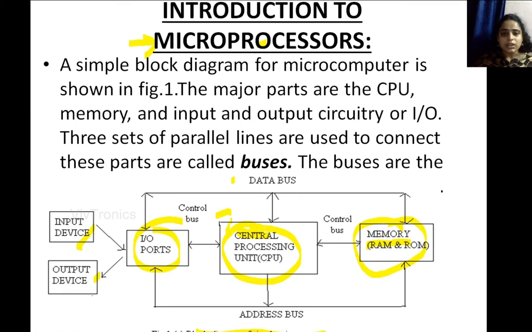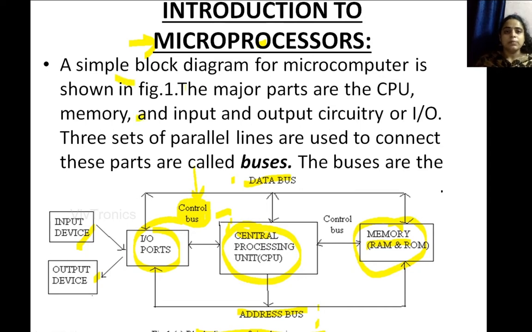But what are the new terms that you have come across in this block diagram? You can see here this is the control bus. Till now you haven't heard anything about buses. So this is the first new one, the control bus. The second one is the data bus, and this is the address bus. These are the three new words that you have seen in the block diagram of a simple microcomputer, and we are going to learn what the data bus, control bus, and address bus are.